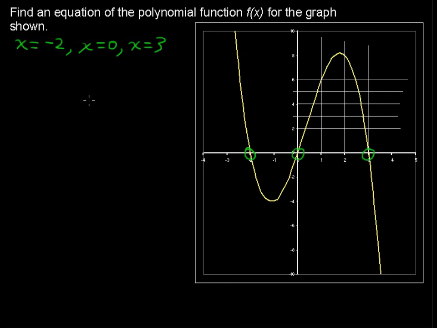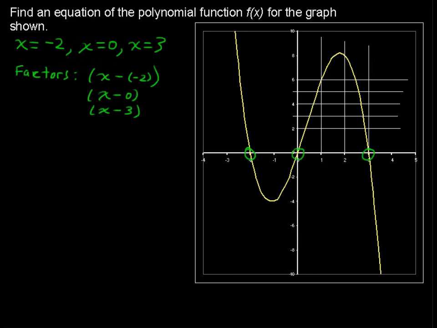And think about the way polynomial functions work: when you have a zero or a root of the function, then you know that the factors are x minus those roots. So x minus -2, and x minus 0, and x minus 3. We don't have the full function yet, because those factors are going to be multiplied by some constant, some multiplier.